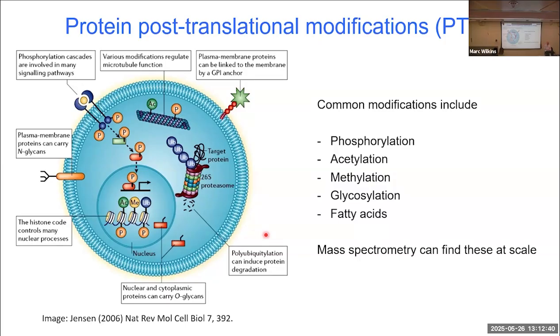Acetylation, you may have come across. Methylation, maybe a bit less so. Glycosylation, fatty acids. There's a whole stack of these things. There are more than 300. The ones I've put up here are the most common ones that you'll find. They are relatively easy to detect. Mass spectrometry can help you a lot in terms of detecting these at scale.